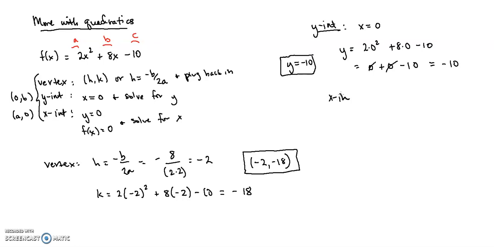And for the x-intercept, you don't always have x-intercepts. That's where it crosses the x-axis. But if you are going to have x-intercepts, you're going to set y equal to 0, or f of x equal to 0, and you're going to solve. Now when we do that, we're going to put 0 in here. We've got 0 equals 2x squared plus 8x minus 10.